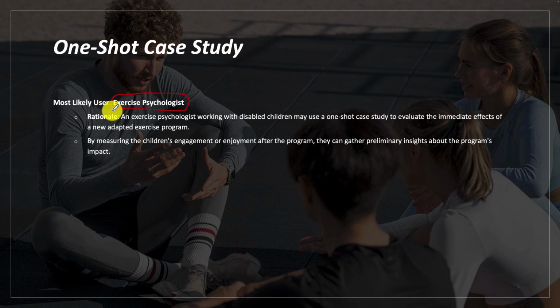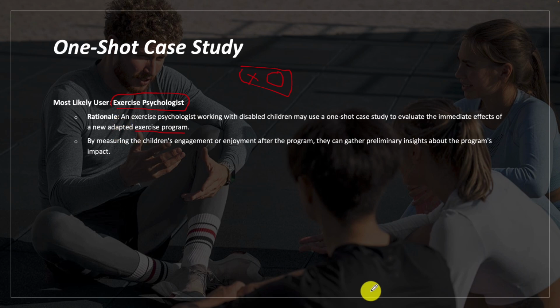So why would an exercise psychologist use something like this? Well, if they're working with disabled children, they might use this case study to evaluate an immediate effect of a new adapted exercise program. Let's just say they wanted to see if swimming altered the emotional status of children. That would be a quick one-shot thing, right? By measuring the children's engagement or enjoyment after the program, they can gather preliminary insight about the program's impact.